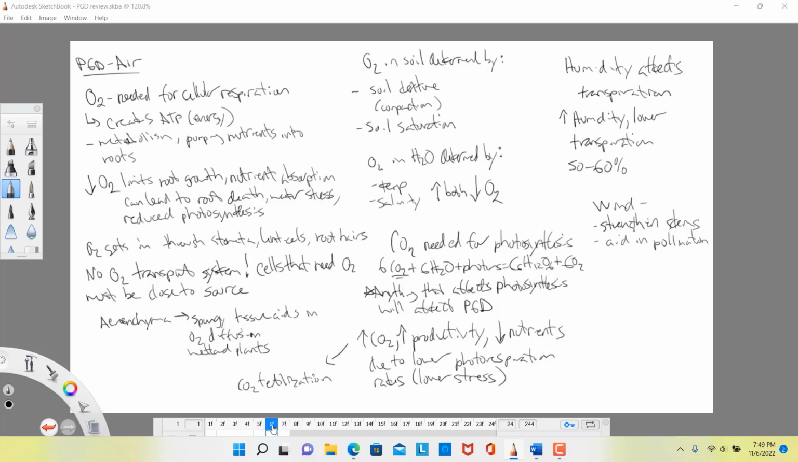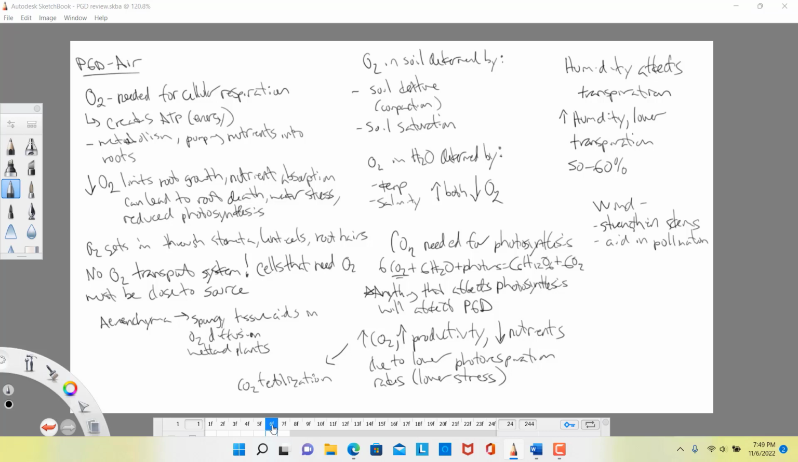Compaction is related to this, where through weight, essentially, we are decreasing our pore spaces, and we can have limited or reduced oxygen in our soils that are compacted, both in our agricultural soils outside, as well as in our containers. We can see compaction. It's an issue of growing in containers in horticulture.